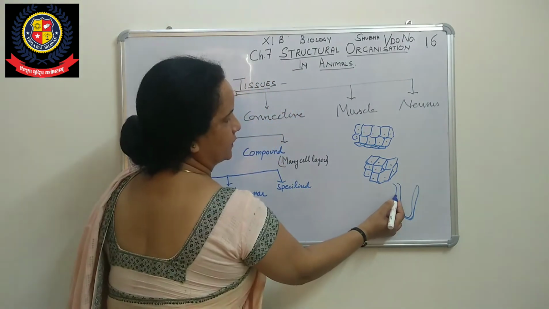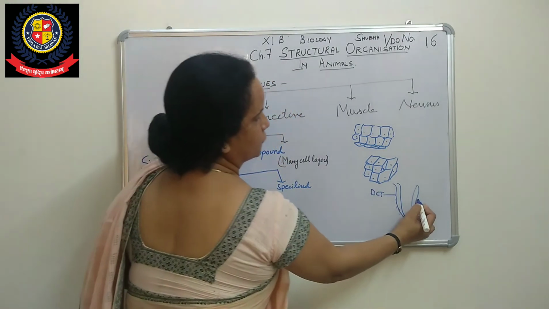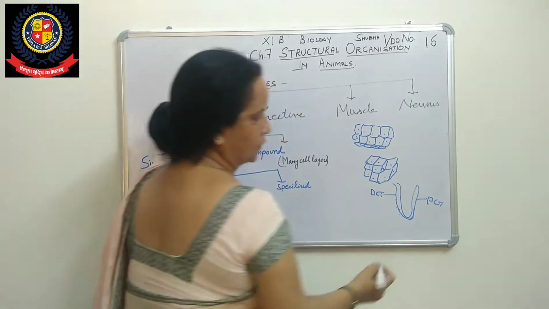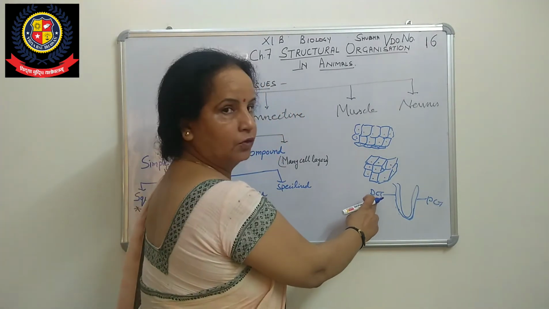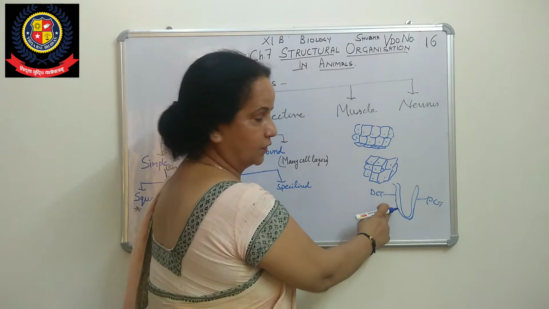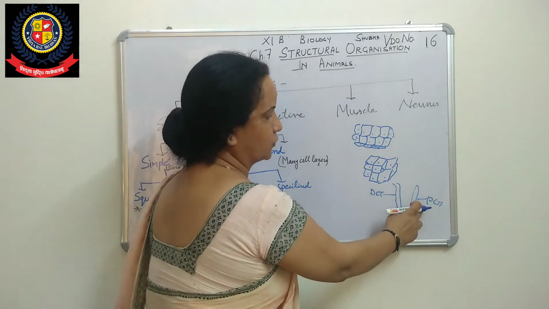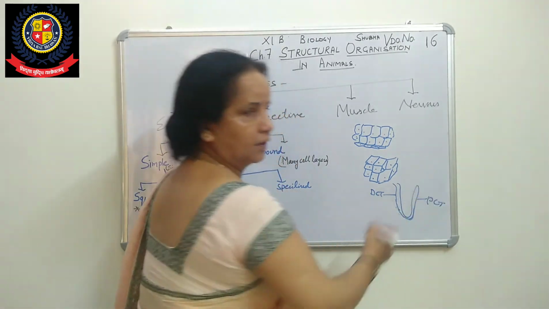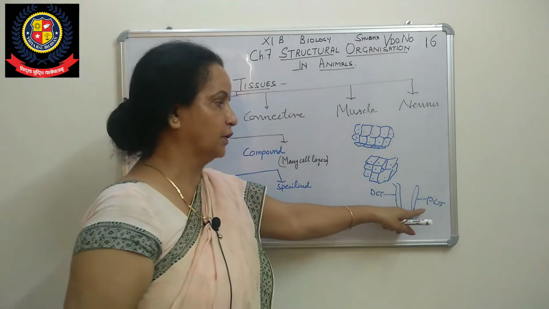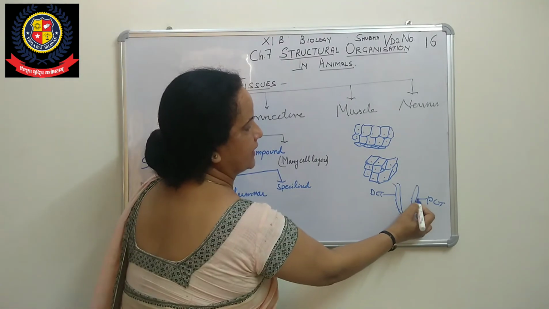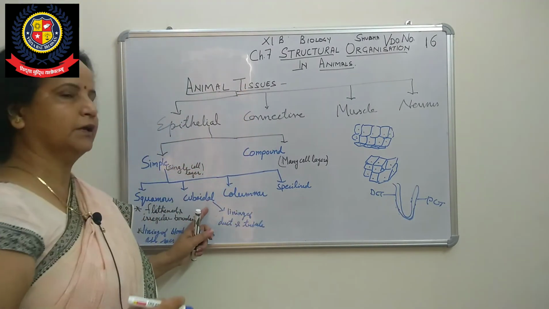So this is called DCT, and this is called PCT in the nephron. That is the distal convoluted tubule, and that is called the proximal convoluted tubule. So the lining of these is made up of this cuboidal tissue.